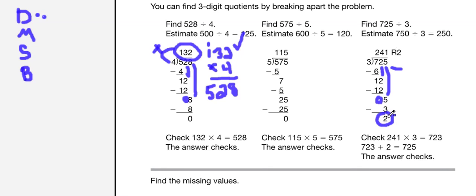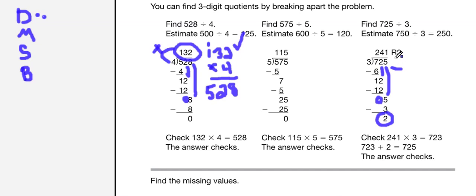These are left over because I cannot evenly break up 2 into 3 groups. It's kind of like splitting 2 computers between 3 people. You just can't. You can't break them in half. Okay? So we call that a remainder.